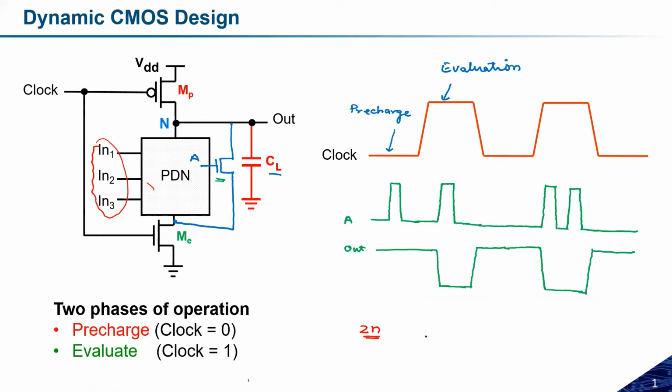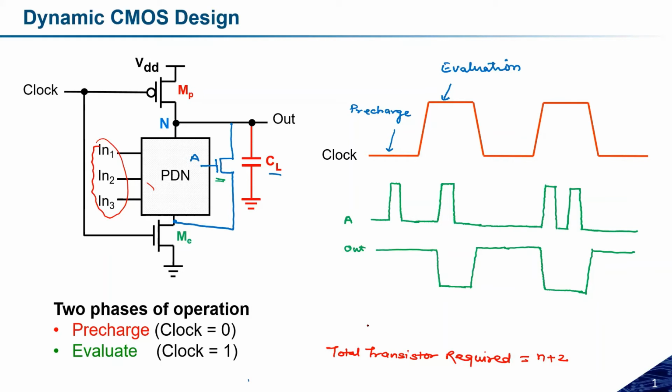So the total number of transistors required is equal to N plus 2. So if I want to implement the inverter, in that case I need 3 transistors, so there is some area penalty in the dynamic node.